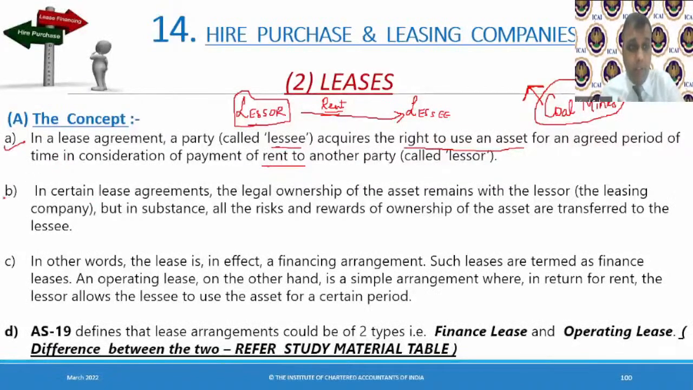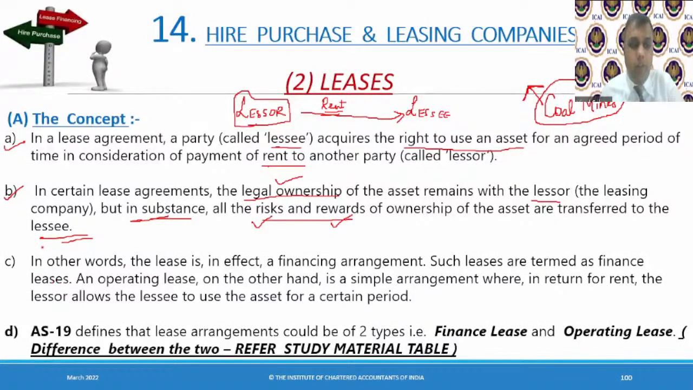Now this is the common basic. What is a leasing company? In certain lease agreements, the legal ownership of the asset remains with the lessor, but in substance, all the risks and rewards of ownership of the asset are transferred to the lessee. Though legal ownership remains with the lessor, practically, on the ground level, all the risks and rewards of ownership of the asset are transferred to the lessee.